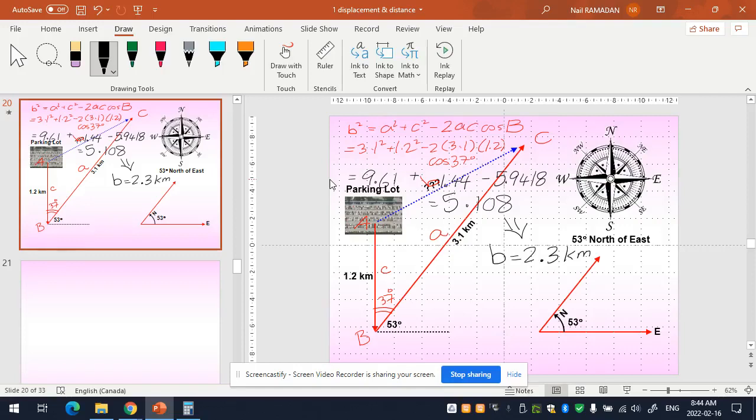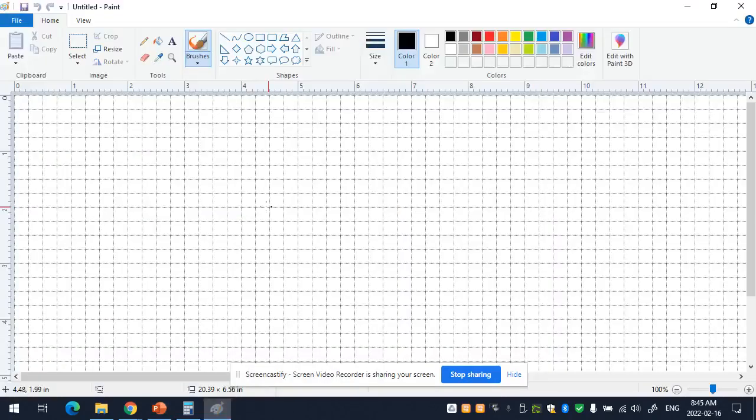2.3 kilometers this way. Now, which angle are you going to give me? Remember, you have to always give me the angle at the start vertex. Where is the start vertex here? A. Well, not always, but in this case, it's A. Okay, now what do I use? Which law? Sine law. Okay, let me open Microsoft Paint. It's easier.